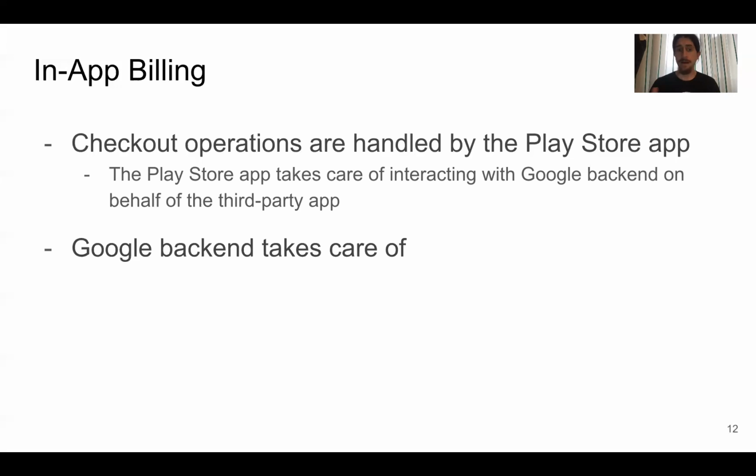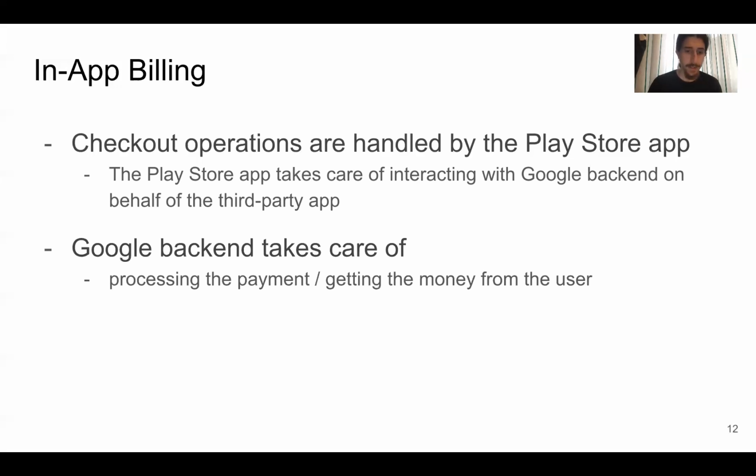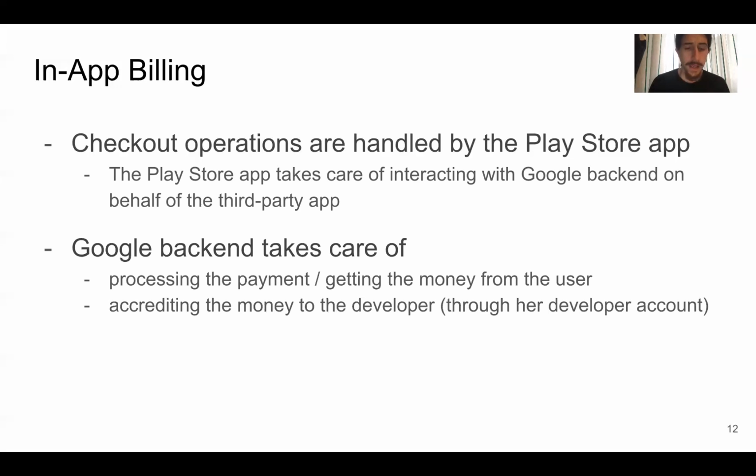So in sum, the Google backend actually takes care of a number of things. One is processing the payment, getting the money out from the user. Basically it takes the money and then puts it in the developer fund. For the developer to push an application on the store, you need to have a developer account. And you have a kind of fund where Google pushes money on your developer account, and then you can cash out.